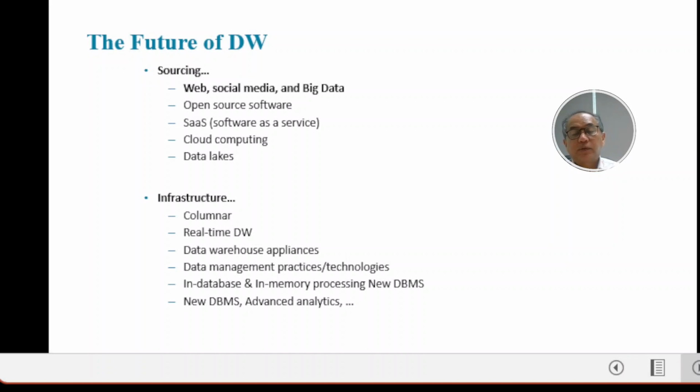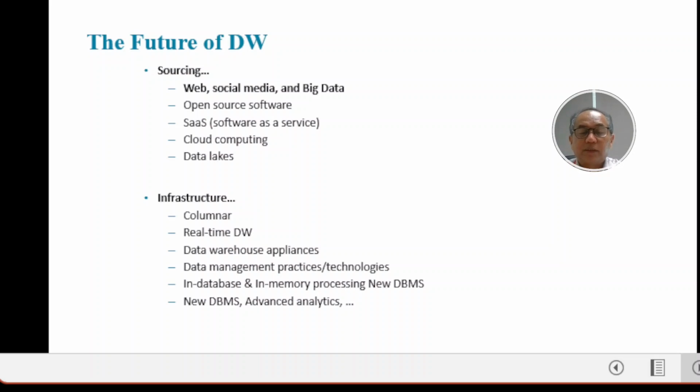Future of data warehouses: we can source data from the web, from social media, Facebook, Twitter, Instagram, many forms of data, and we can get it from big data. And then you can use open source software. We will move towards the cloud. We can have software as a service, and we will move toward data lakes. Data lakes are larger than data warehouses.